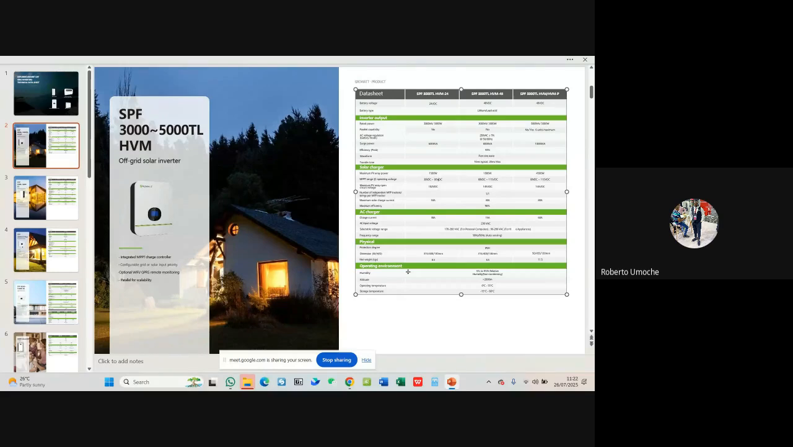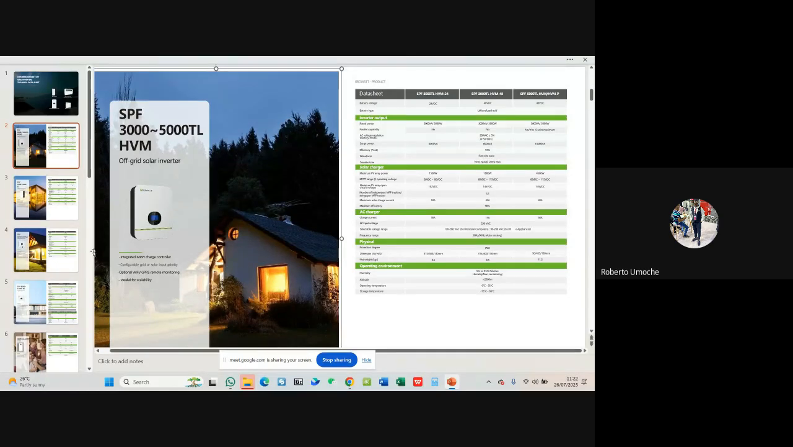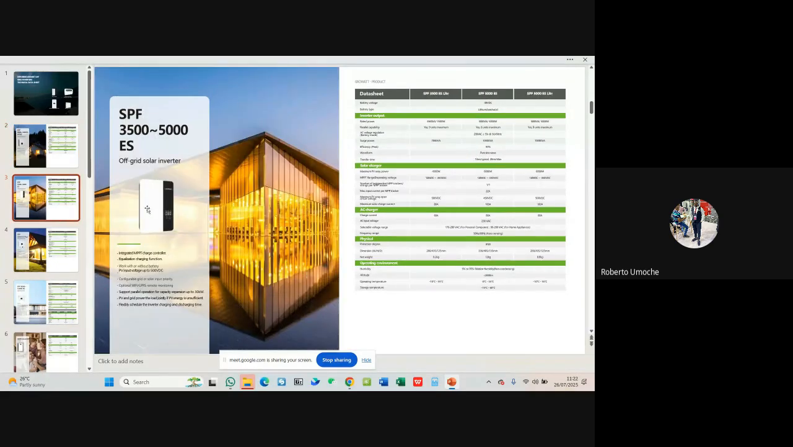So this is for this particular model. So let's go to the next one. So here we have the SPF 3500 and 5000 ES. So this is one of the most selling models for grid-tied systems. So this one can accommodate up to 450 volts from your solar array.